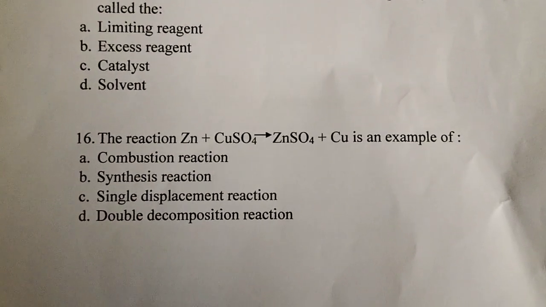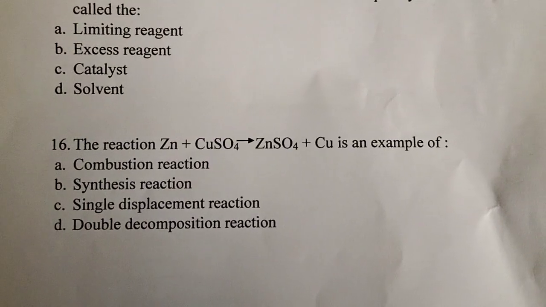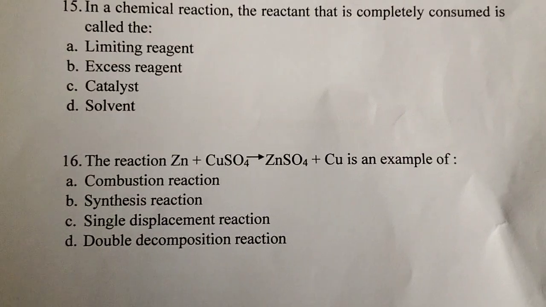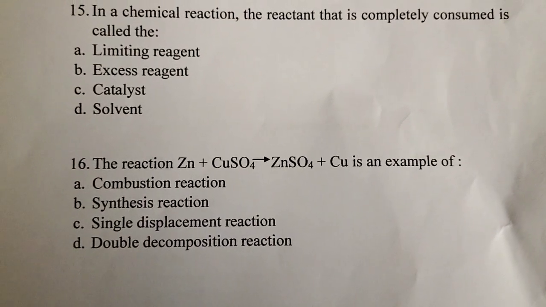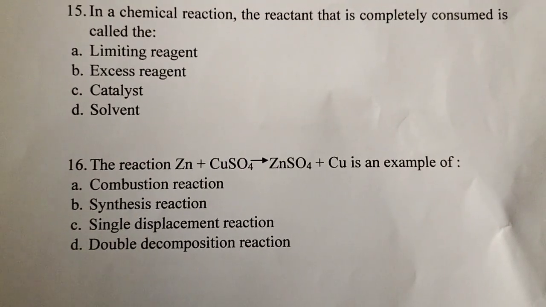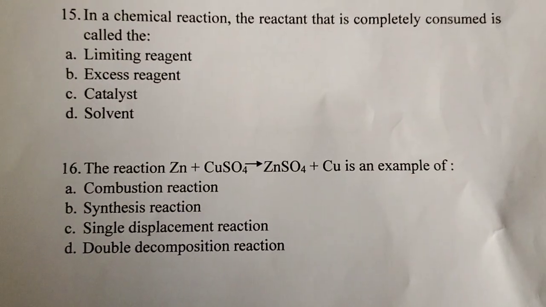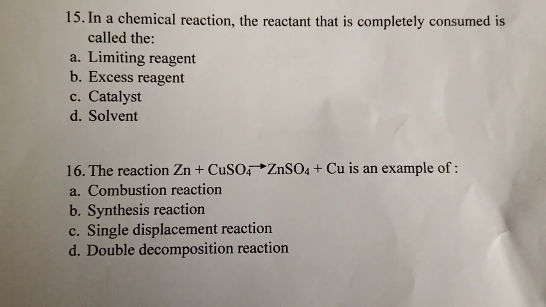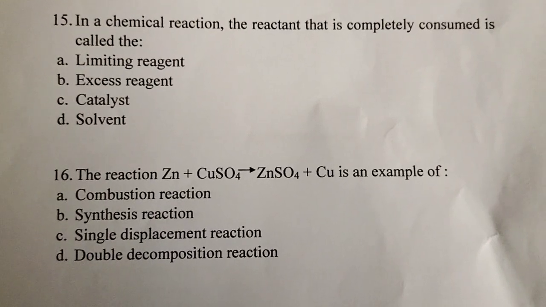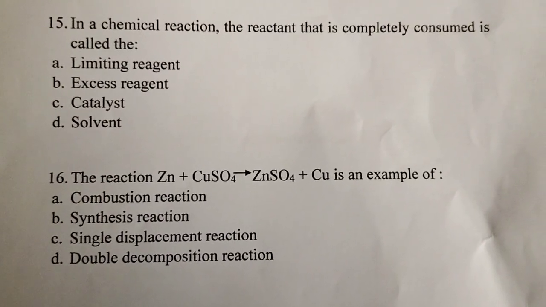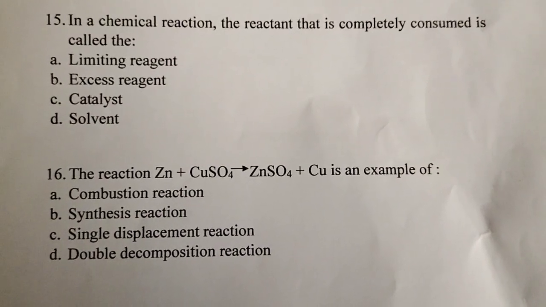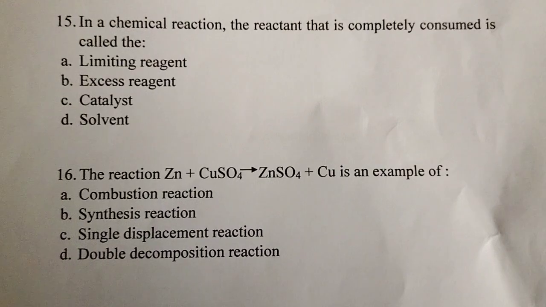Number 16. The reaction between zinc and copper sulfate, giving us zinc sulfate and copper, is an example of: A. Combustion reaction. B. Synthesis reaction. C. Single displacement reaction. D. Double decomposition reaction. The reaction given above is an example of a single displacement reaction, option C. Zinc has replaced copper, giving us zinc sulfate, with copper coming out to take the position of zinc. So that is a single displacement reaction.